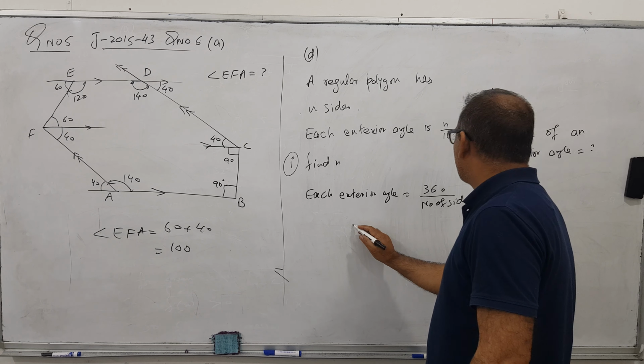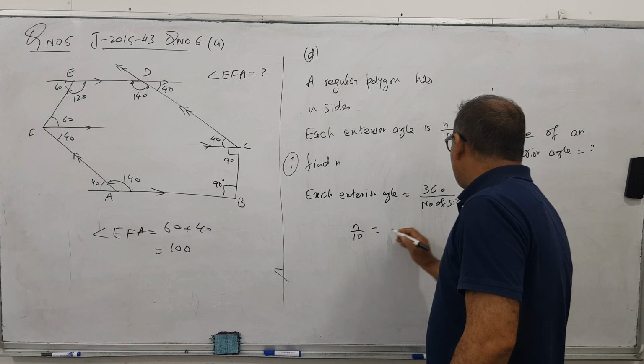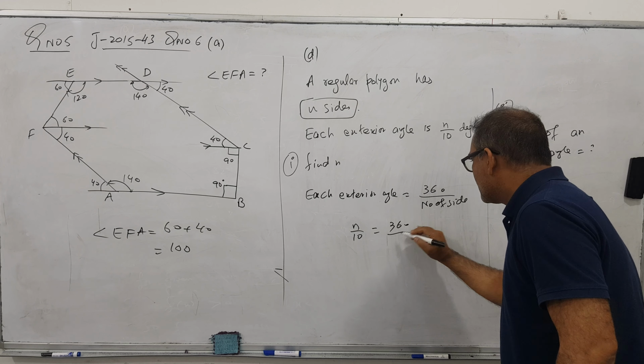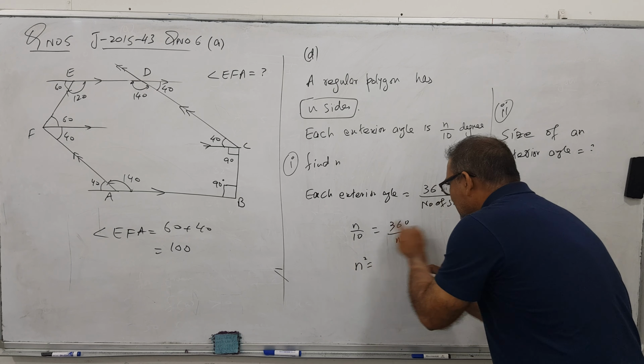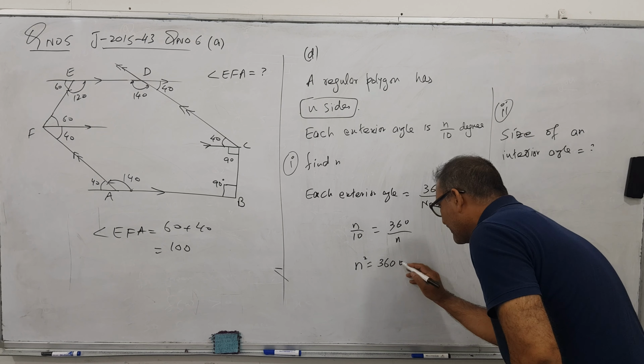So it means I got n by 10, and 360 is here, and the number of sides he mentioned. How many sides are there? N sides. So keep it here n. N goes there and 10 comes here, 3600. Take root.